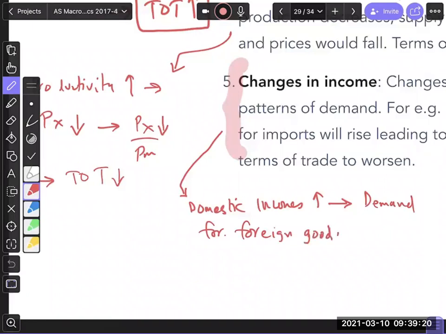And as a result, what will happen to your price of imports? Price of imports will increase. What will happen to your terms of trade, which is PX over PM? PM goes up. What happens to your terms of trade? It will go down. Is that a good thing for the country? We don't know. Honestly, not necessarily. But we know if somebody asks you what will happen in terms of trade, you need to know what. But whether it's going to be good or bad, we need to know more.